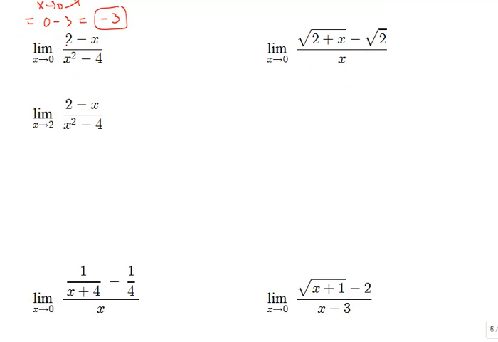The limit of 2 minus x over x squared minus 4 as x approaches 0. So the first thing you want to do is plug in that 0 and see what you're dealing with. If I plug it into the numerator, I get 2 minus 0. On the bottom, I get 0 squared minus 4. So this reduces to 2 over negative 4, which is negative 1/2.